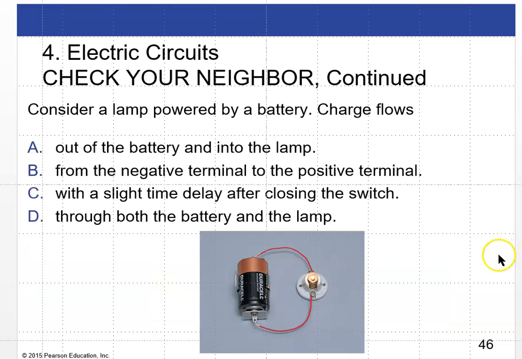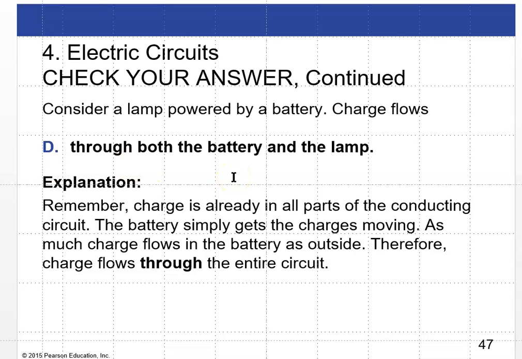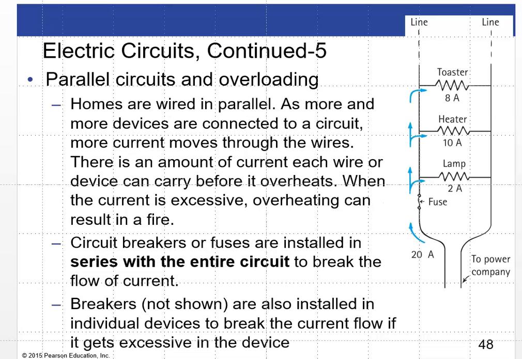Consider a lamp powered by a battery. Charge will flow through both the battery and the lamp. Charge is already in all parts of the conducting circuit. The battery just gives the oomph for the charges to move. It makes them move, is what it does. As much charge flows in the battery as outside, so charge is flowing throughout the entire circuit. And you can tell that if you break the circuit, charge stops.